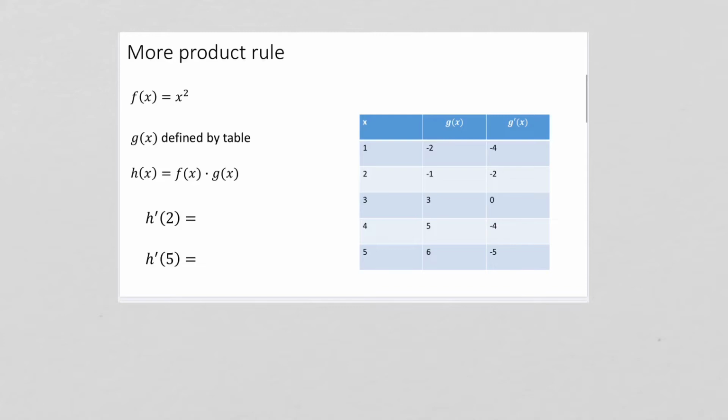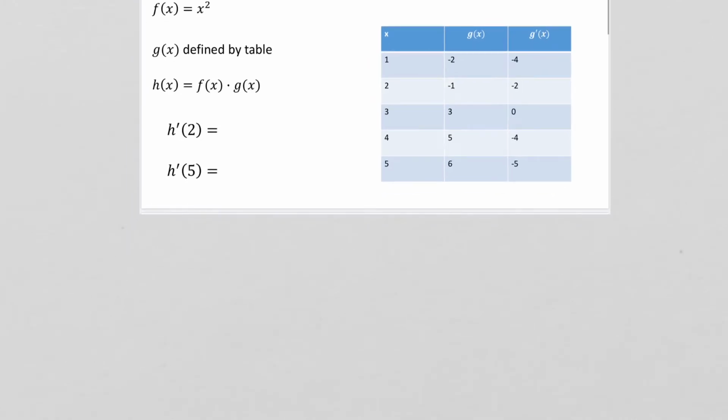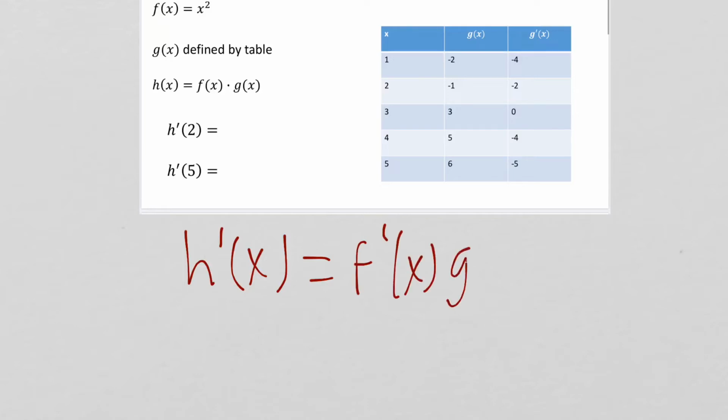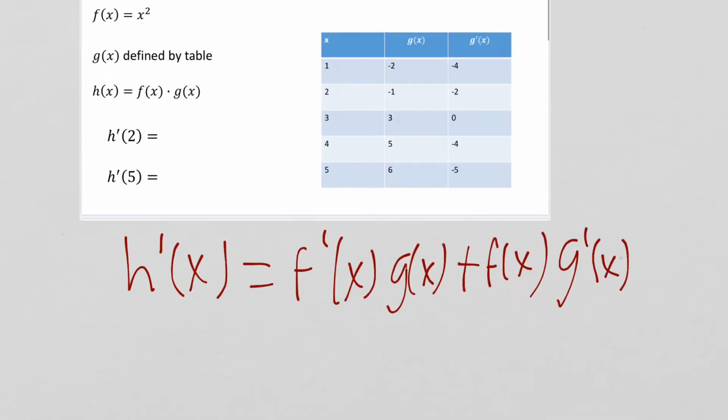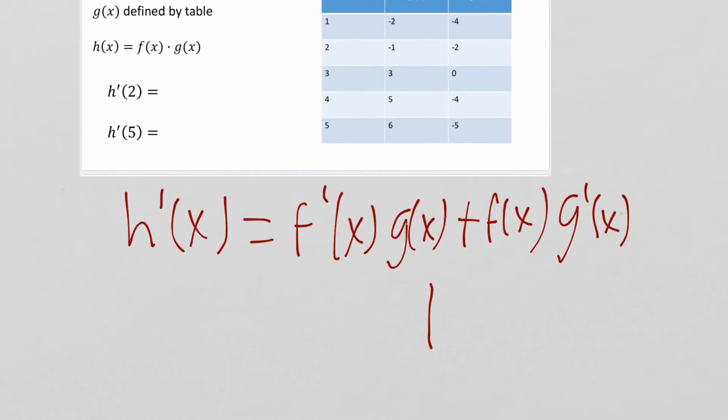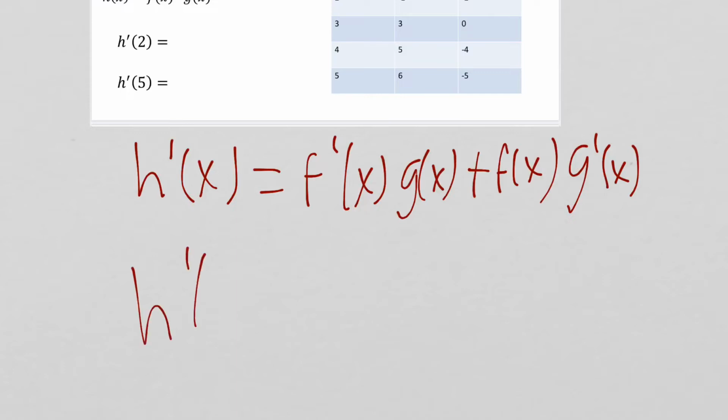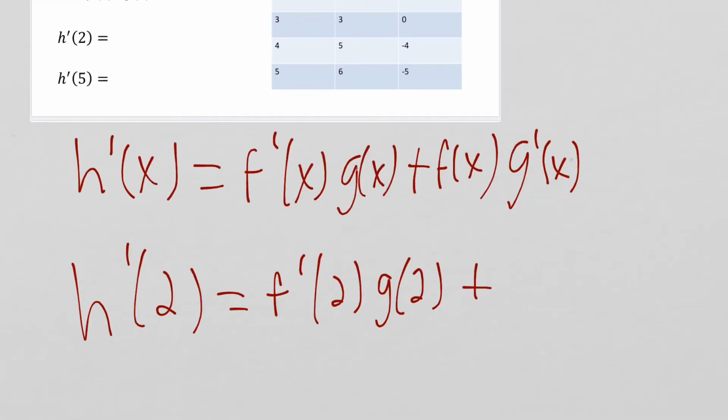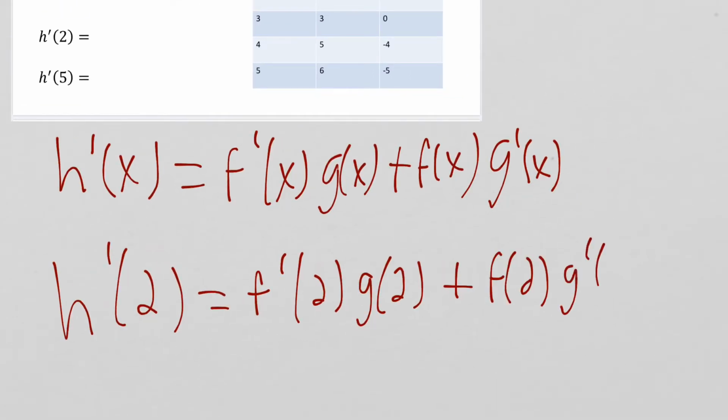More product rule. So they can mix it up even more and make one of the functions defined by a function that we know, and the other function defined by this table. And we still are defining h of x as the product of the two functions, so we still need to write h prime x equals f prime g plus f g prime. Okay, so then if we want to find h prime 2, we need to plug in 2, obviously. So we do h prime 2 equals f prime 2 g of 2 plus f of 2 g prime 2.